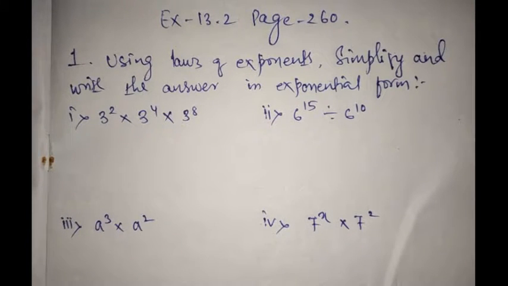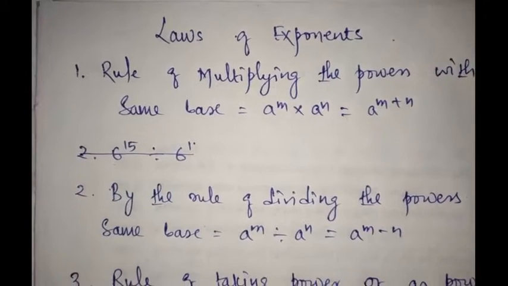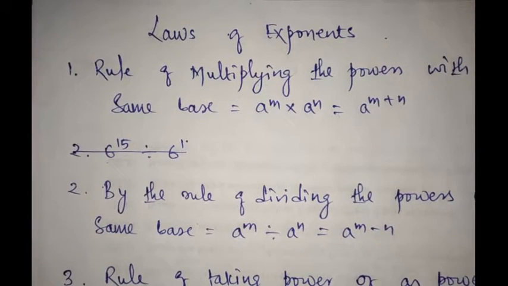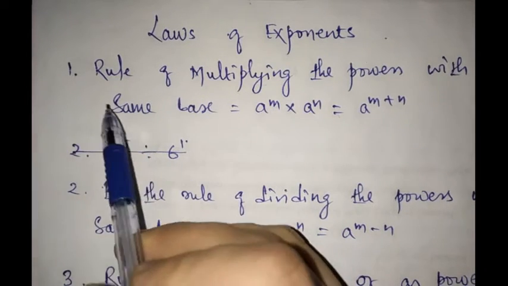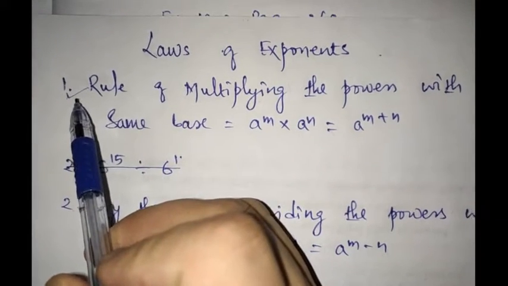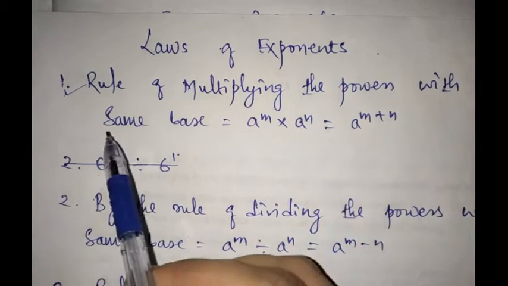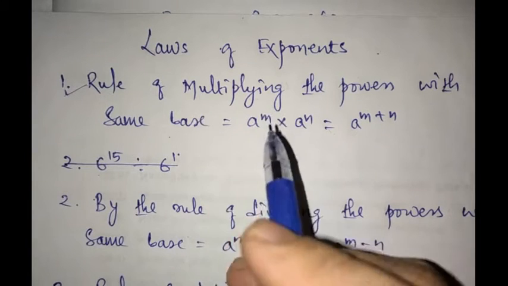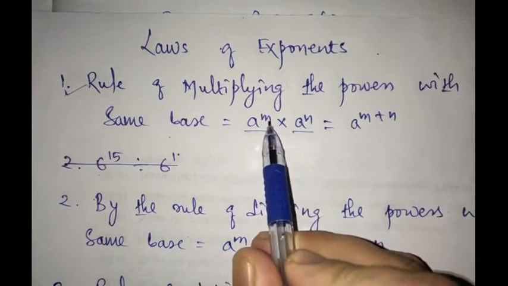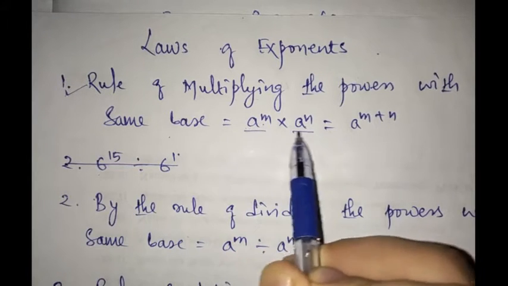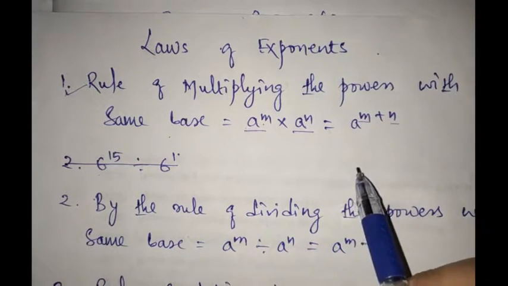Alright, so first of all, let's have a look at the laws of exponents concept. Okay, so here we have the laws of exponents. The first one is the rule of multiplying the powers with the same base. Suppose you have the same base and you are multiplying the powers with the same base, then what will happen? Your exponents are going to get added.